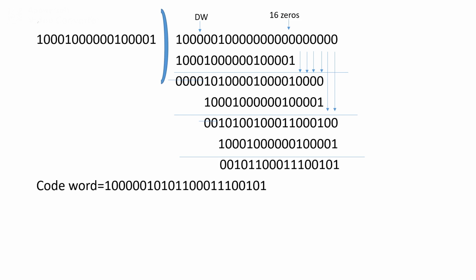Then we need to make the final code word, usually by appending to the actual data word. We know the actual data word is 1, 5 times 0, 1. Then from the right side to the left, we take the 16 bits and join them. So 7 plus 16 is 23, and the total length is 23 bits. So this is our actual code word.